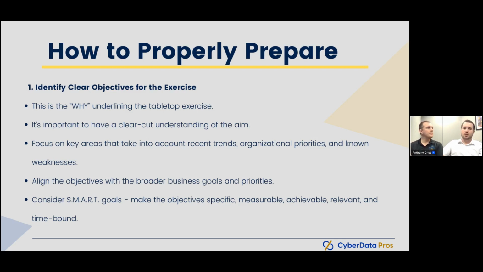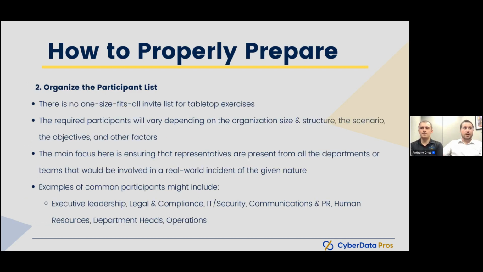And so, just making sure that you're aligning the objectives with the business goals. One thought could even be considering, I'm sure many of you have heard of SMART goals: specific, measurable, achievable, relevant, and time bound. So, like Corey mentioned, rather than just a vague goal, setting a more particular why behind it. Yeah, being specific on what steps or what aspects of your incident response you're trying to improve each time. And then secondly, of course, organizing the participant list.